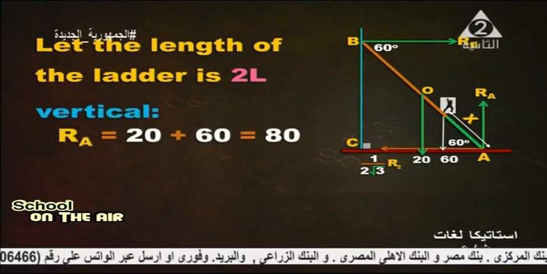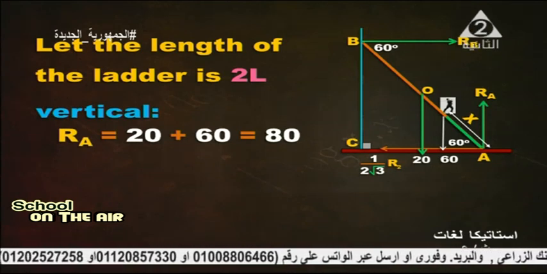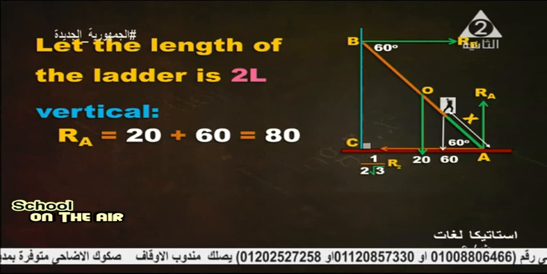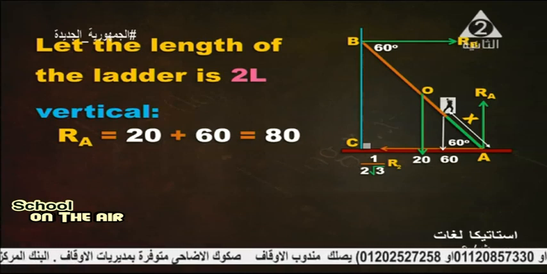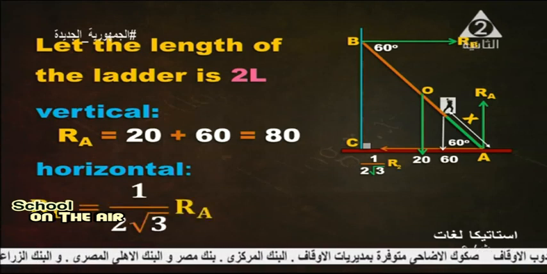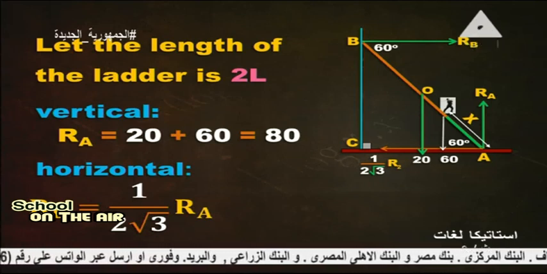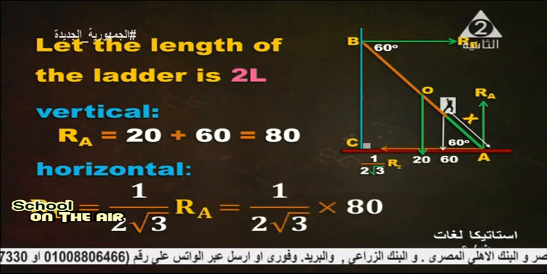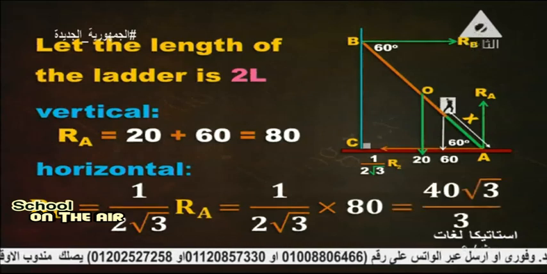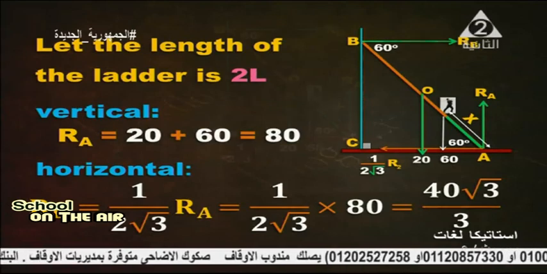Vertically, we have RA equals 60 plus 20. Forces up equal forces down. The reaction at point A equals 80 Newton. The horizontal reaction at point B equals 1 over 2 root 3 times the reaction at A. We know that the reaction at A equals 80. We multiply 1 over 2 root 3 times 80 equals 40 root 3 over 3. This is the reaction at B.